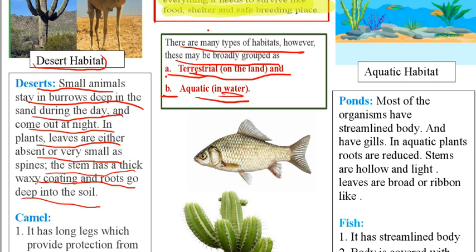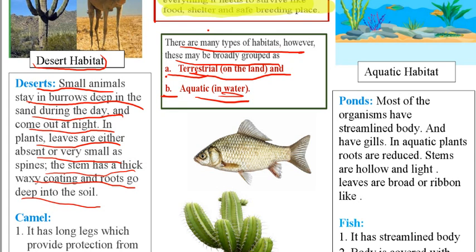Now we will see what are the characteristics or the features of the plants in the desert habitat. In these plants, leaves are not there, like in the cactus you see leaves are not there, but they can also be very small as spines. So in some plants the leaf is not there, and in some plants the leaf is there, but it is present in the form of spines or very small, and the stem has a thick waxy coating.